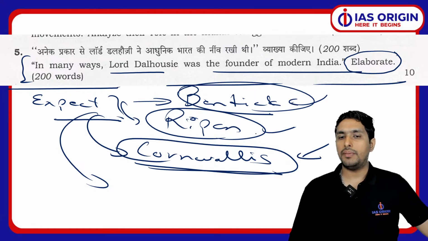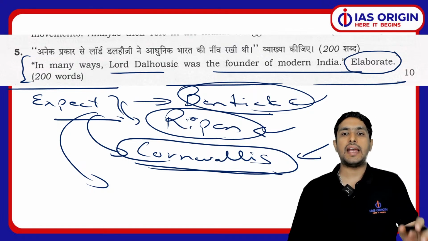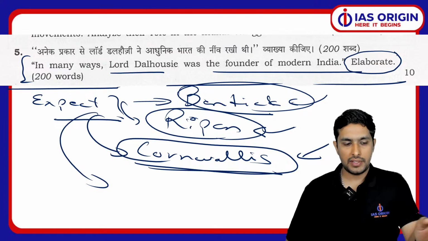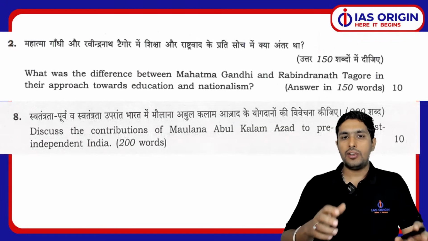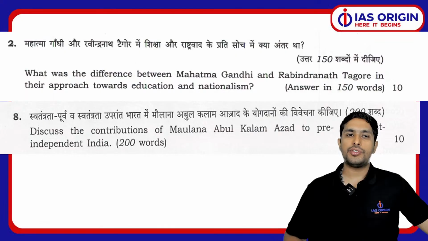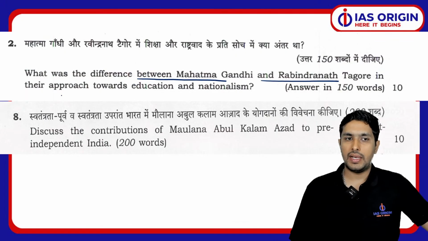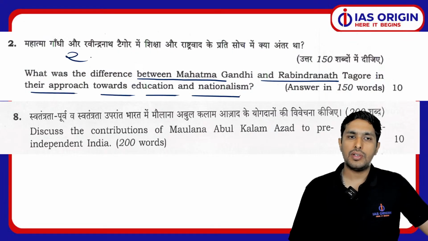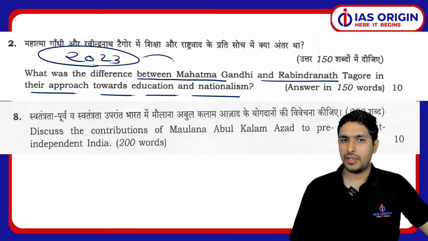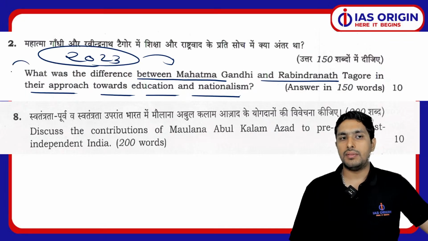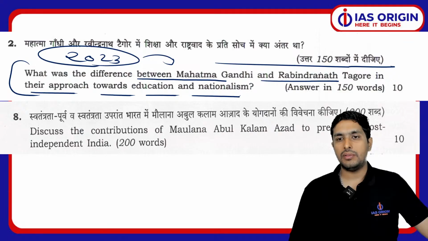So do prepare them for this year's mains because they can be of immense help, and we have seen questions being asked in the past. And talking of the Indian personalities, you have got questions like what was the difference between Mahatma Gandhi and Rabindranath Tagore in their approach towards education, nationalism. That question was asked around 2023, last year. And this was not a very easy question, let me tell you, because a lot of people know about Mahatma Gandhi's ideology, but not many know about Rabindranath Tagore's ideology.